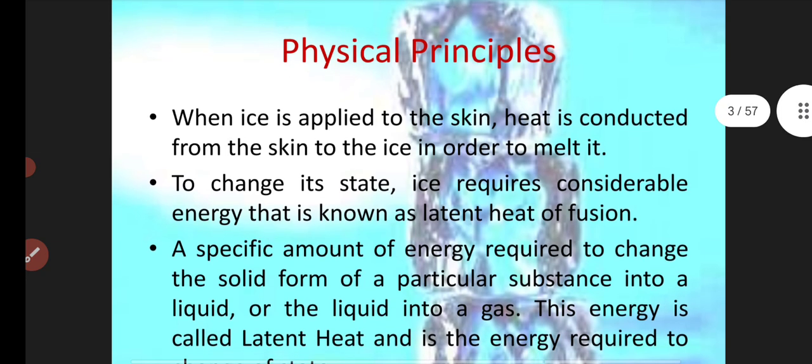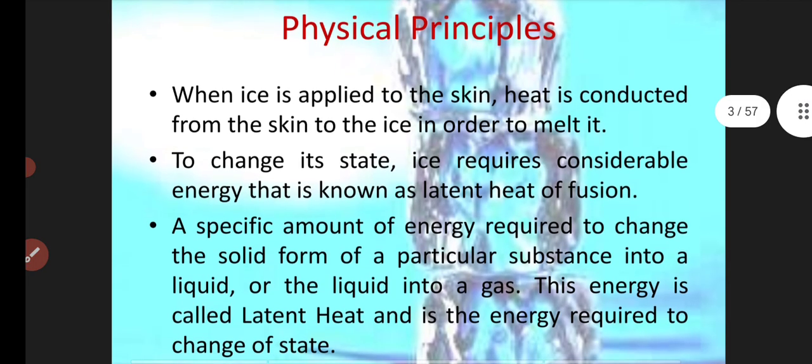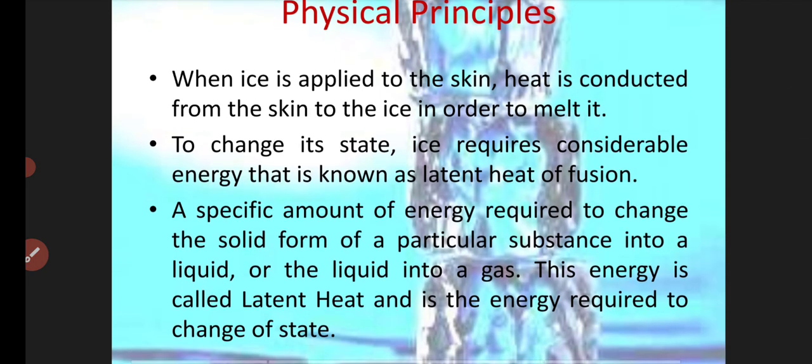When ice is applied to the skin, heat is conducted from the skin to the ice in order to melt it. To change its state, the ice requires considerable energy, which is known as the latent heat of fusion. You heard about latent heat in the physics chapter. To change its state from ice, it requires considerable energy, which is known as the latent heat of fusion.